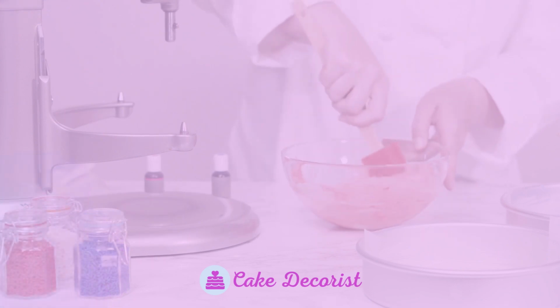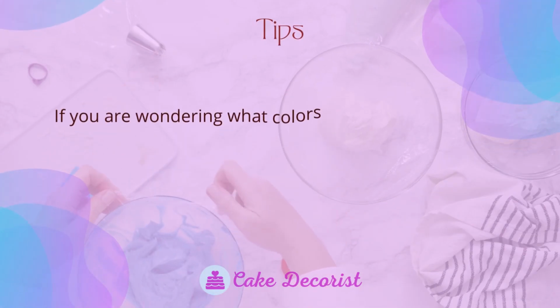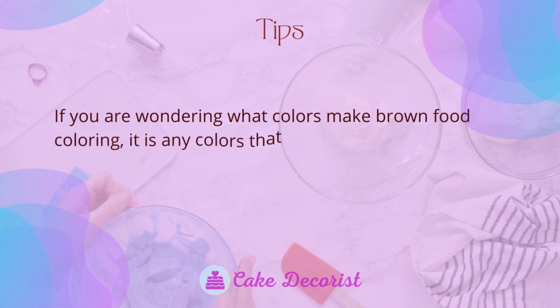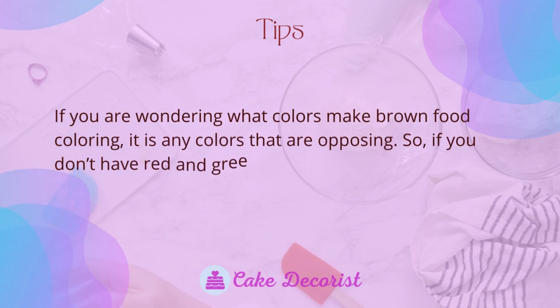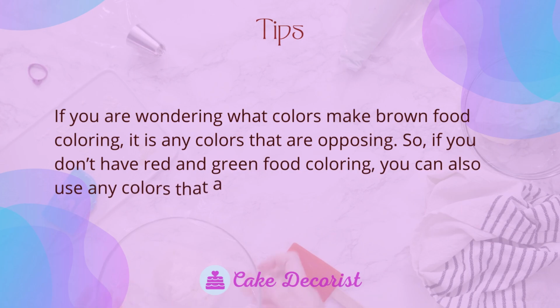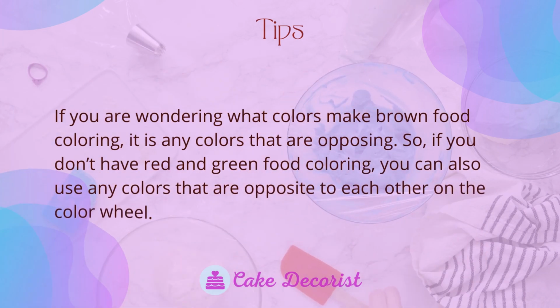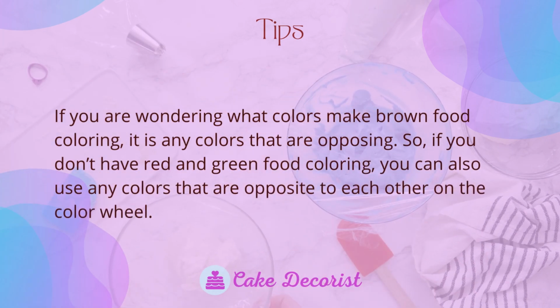If you are wondering what colors make brown food coloring, it is any colors that are opposing. So, if you don't have red and green food coloring, you can also use any colors that are opposite to each other on the color wheel.